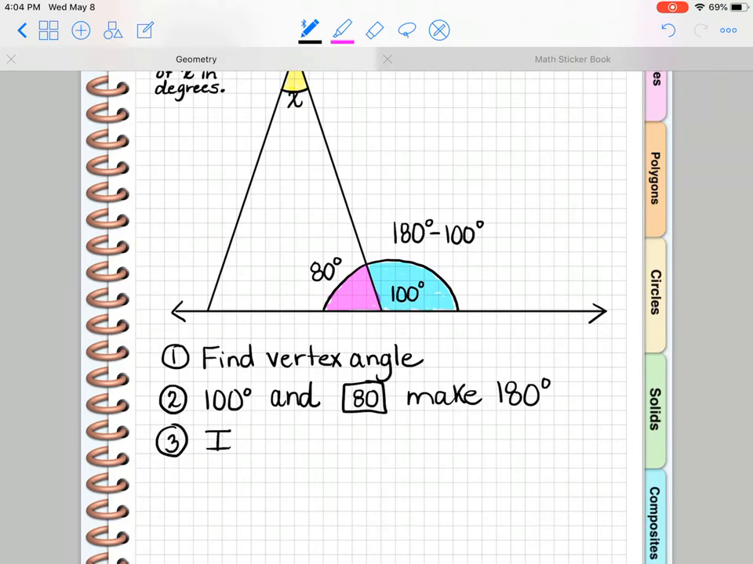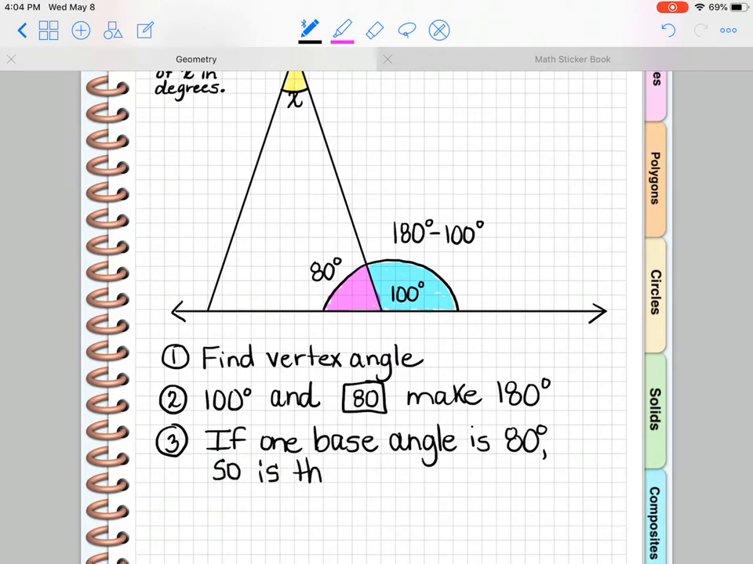Okay. If one base angle is 80, what do you know about the other? You know the other is too. That's what makes it isosceles. We're getting there. So we have another base angle over here. That is also 80 degrees.